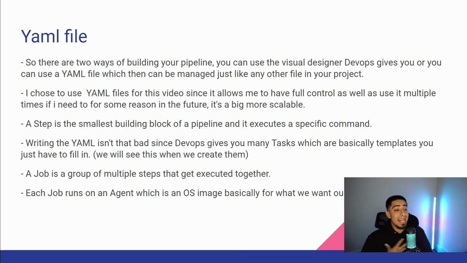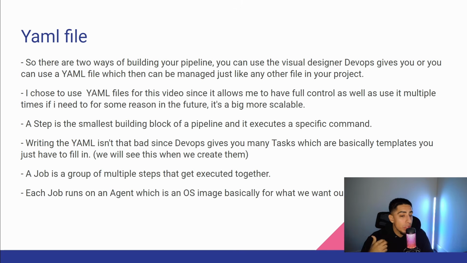Now we're going to get to the way that I chose to build my pipelines. Like I said, there are two different ones, and I'm going to show you guys in the next two slides what they look like. And it's the visual designer side using DevOps, and then the YAML file, which again is using DevOps, but you're actually creating your YAML code. I chose to use YAML files, like I said, because I want full control, as well as you can use them multiple times and then you can still manage them, and they are very scalable. But it is, again, my preference.